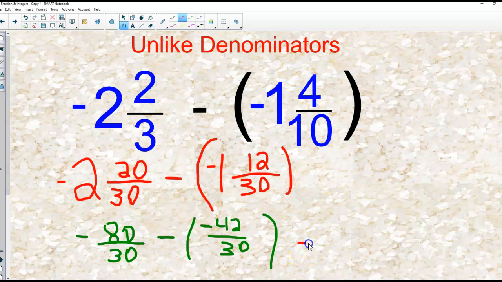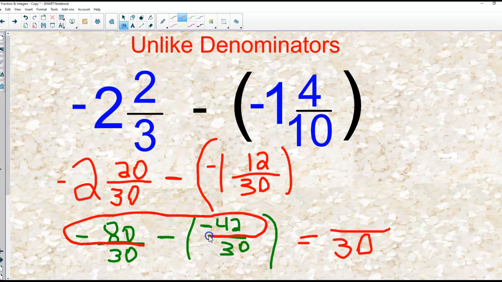All right, so our denominator stays, so I'm just going to put 30 on the bottom here. And now we've got to work out our numerator. So let's circle them here. Negative 80 minus a negative 42. Okay, so remember, this is subtraction. So you need to do leave, change, opposite. So the problem is negative 80 plus a positive 42.